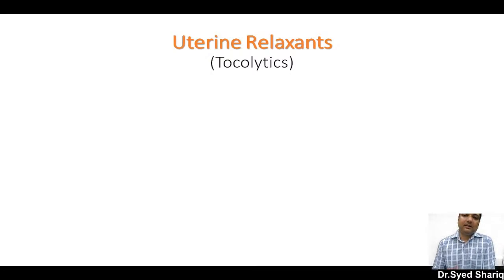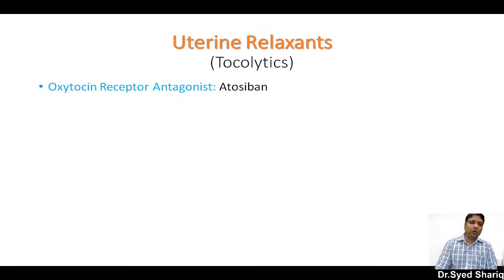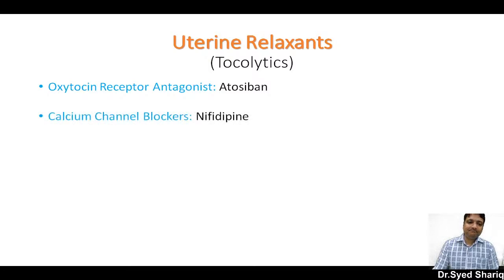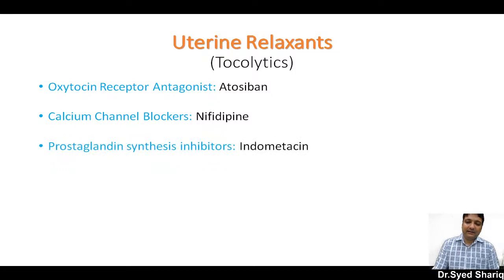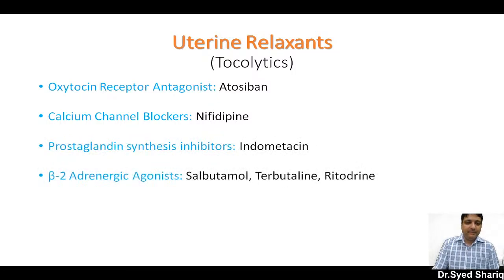Tocolytics are basically uterine relaxants. We have three or four kinds of tocolytics. First is the oxytocin receptor antagonist, atosiban. Then calcium channel blockers, which before atosiban were one of the most commonly used drugs, like nifedipine. Then prostaglandin synthesis inhibitors like indomethacin can be used. Beta agonists like ritodrine were also used before. Now they are not used very much. Nifedipine and atosiban are the drugs which are more commonly used.